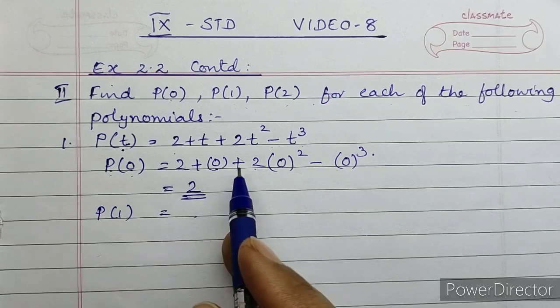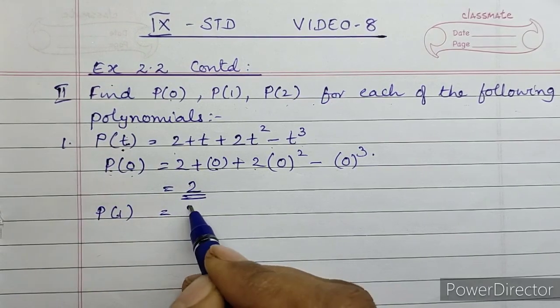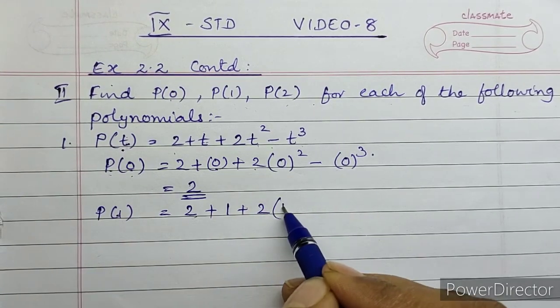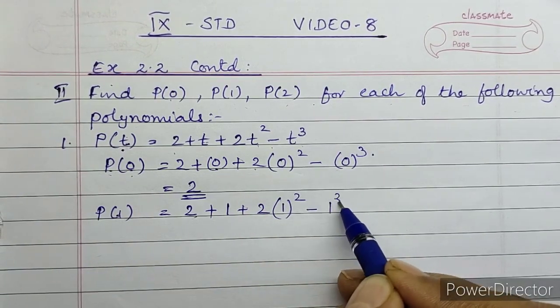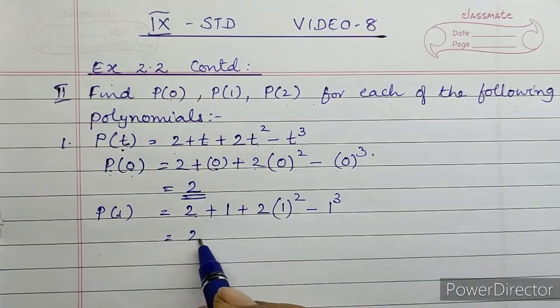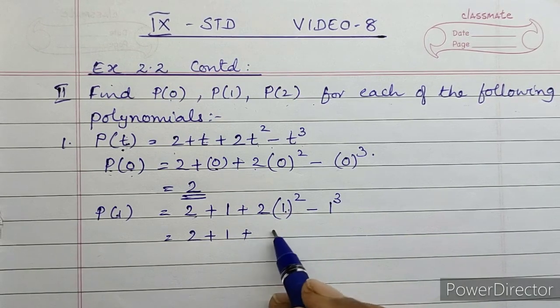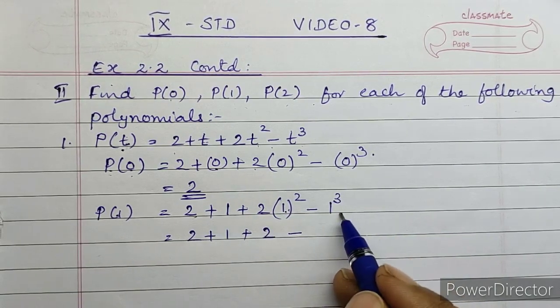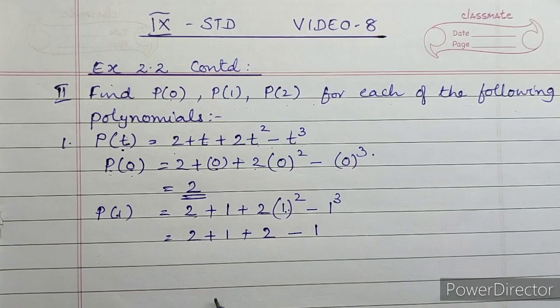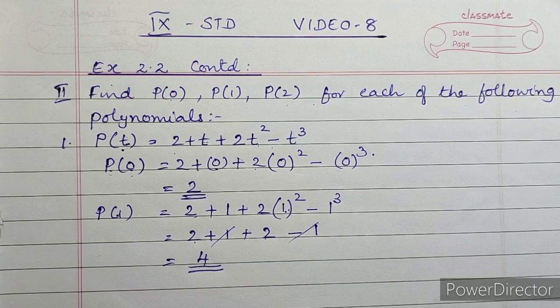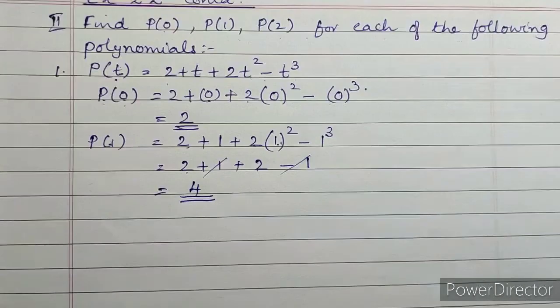Wherever t comes, you have to put 1. So 2 plus, instead of this t, 1, plus 2 into 1 square minus 1 cube. That is equal to 2 plus 1 plus 2 into 1 square. 1 square how much? It is 1 only. 2 into 1 is 2, minus 1 cube, how much? It is 1 only. So the answer is positive 1 and negative 1, you can cancel. So remaining will be 2 plus 2, it is 4. So this is the way you have to do the sums.